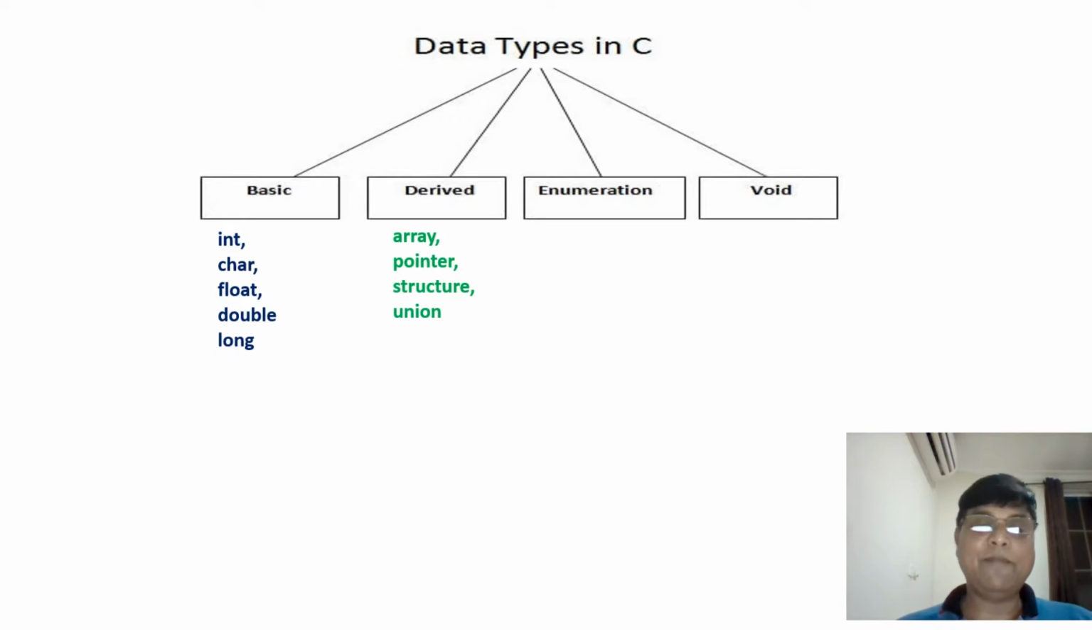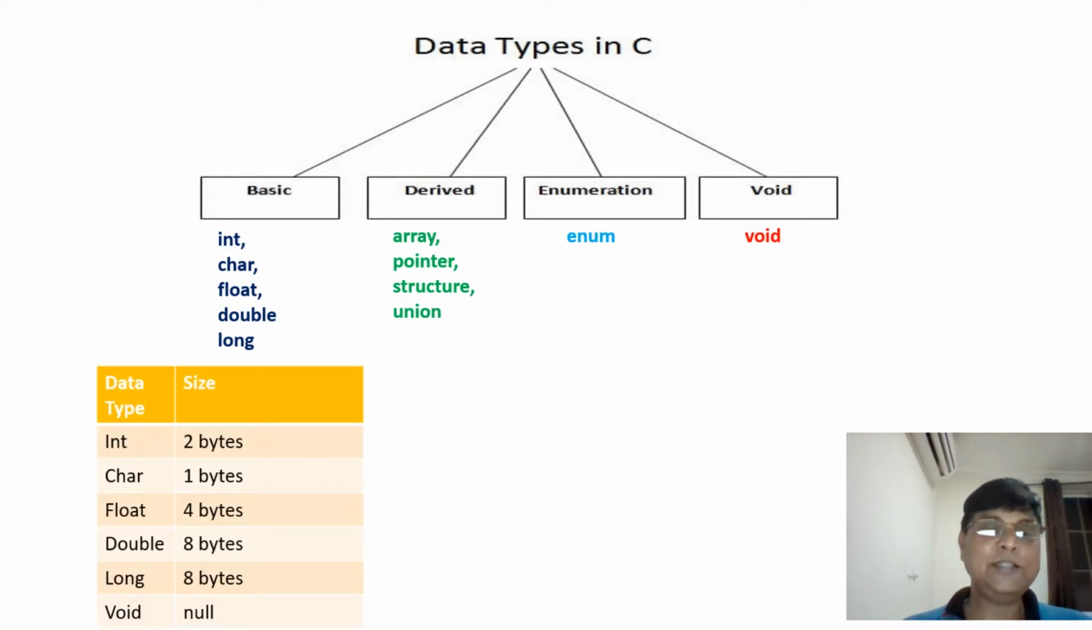In the derived types, there are array, pointer, structure and union. We will look at these in upcoming videos. Then enumeration is enum, and void is void. So let's see the basic data types. In this video, we are looking at basic data types.